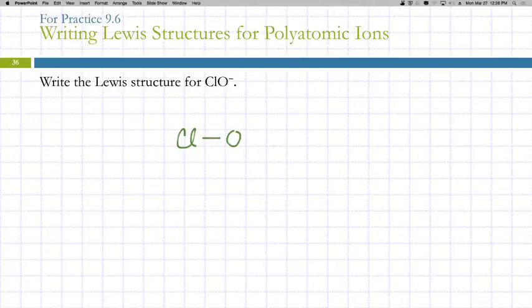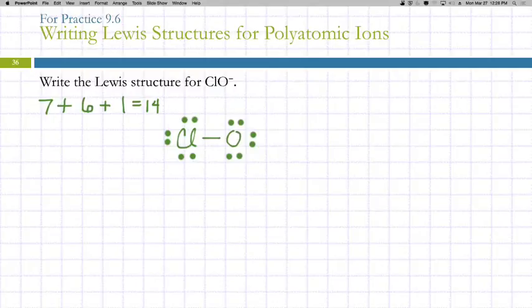Valence electrons, how many does chlorine have? 7. And how many does oxygen have? 6. And what do we do with the negative charge? We have to add 1 electron. Remember, electrons are negative, and so a negative charge means that you have an extra electron. So this is 14. So I've already got 2 for the bond. 2, 4, 6, 8, 10, 12, 14. Cool. I was able to give both atoms octets without making any multiple bonds.